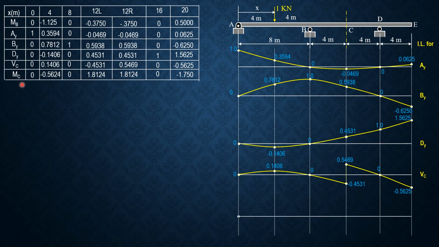And finally, for moment at C, it begins with 0, negative 0.5624, 0, 1.8124, 0, negative 1.75. So that's the influence line for moment at C. So that's it for this problem. Because we already have so many examples, I will not expand the explanation further.